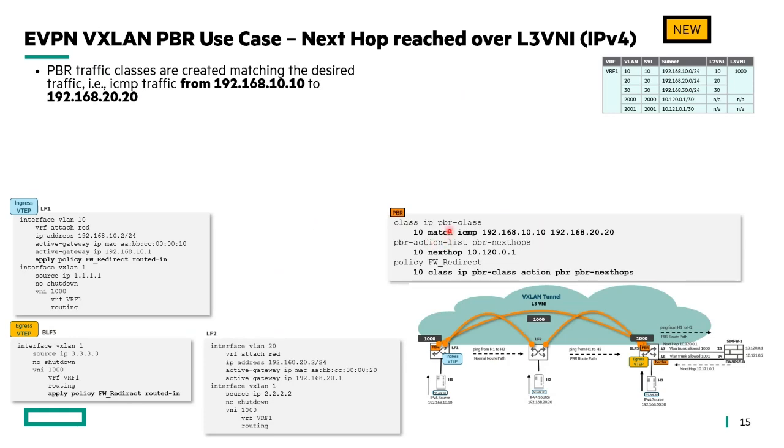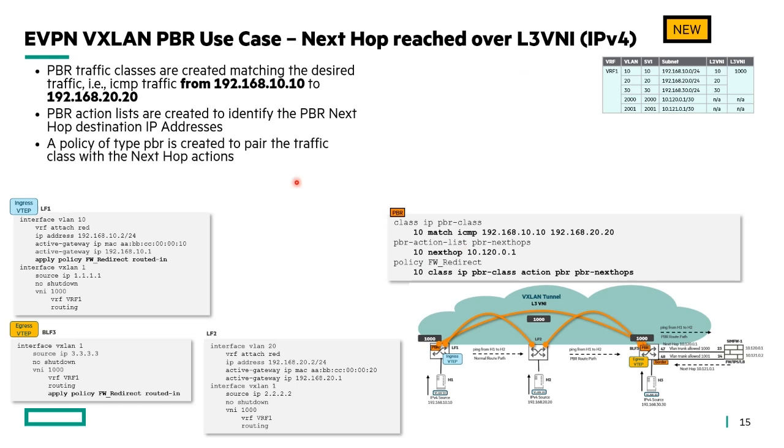So we've got a class created here, PBR class, and in this case it's just an example. We're just matching ICMP to redirect the traffic from H1 to H2 out to that 10.120.0.1 simulated firewall. The PBR action lists are created to identify the next hop, as you see here, 10.120.0.1. And a policy of type PBR is created to pair the traffic class with the next hop actions. Policies are applied to leaf 1 and border leaf 3, but not to leaf 2 in this case, because that's the ultimate destination for the traffic.